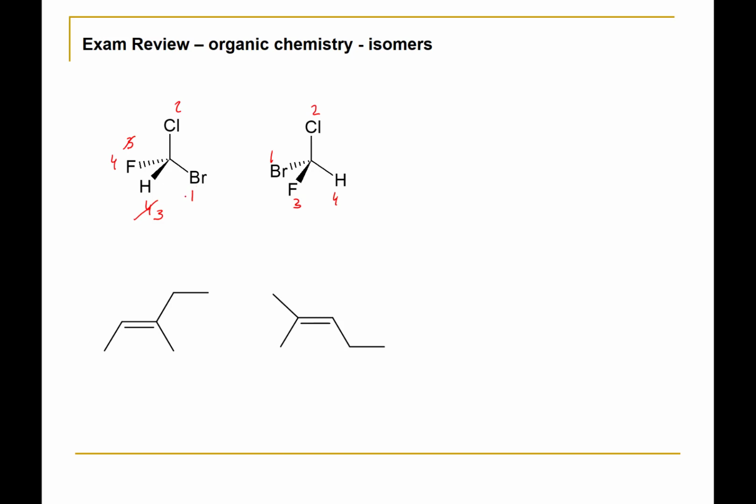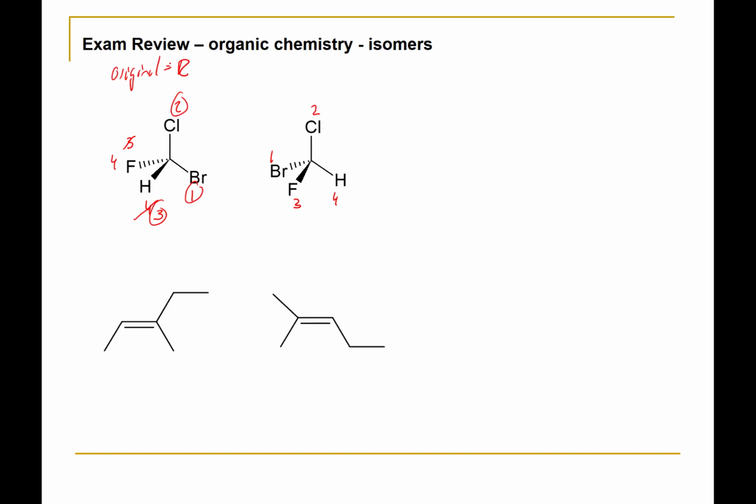I count 1, 2, 3. And as such, I'm counting counterclockwise. Because this is counterclockwise after the switch, the original must have been clockwise. And therefore, the original must have been R. So once again, I count 1, 2, 3. This is counterclockwise. The original must have been clockwise, and therefore R.